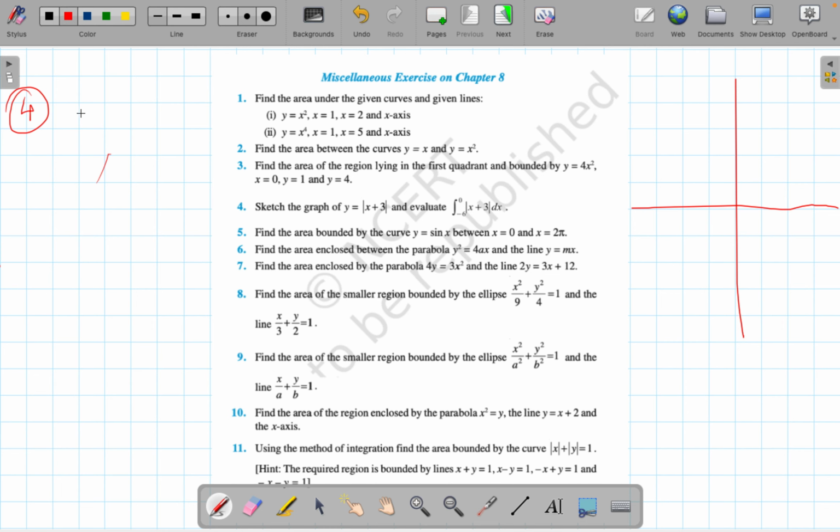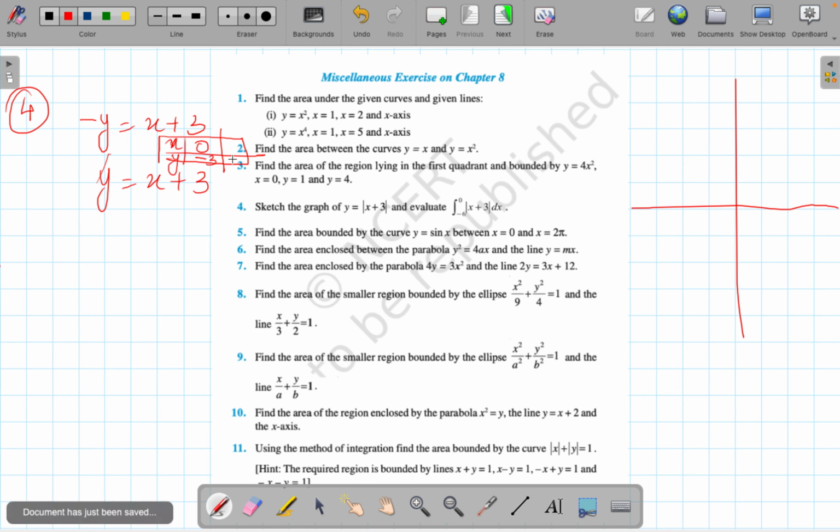So if you want, it will be minus y is x plus 3, one line, and y is equal to x plus 3, another line. You know how to plot the lines, that is not a problem for you. X and y, when x is 0, y is minus 3 in the first case. When y is 0, then x is minus 3, right? Similarly here also, when x is 0, y is 3. When y is 0, x is minus 3. Right, children? So this is how you plot the line.